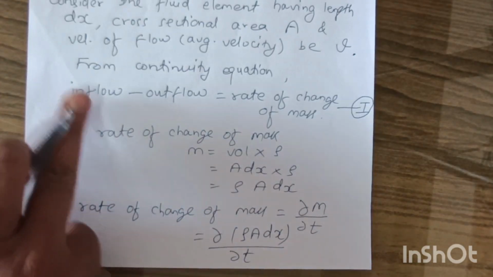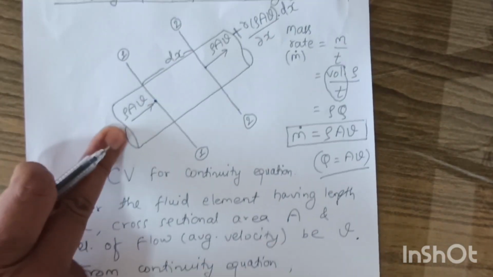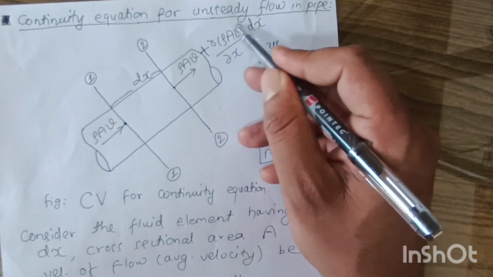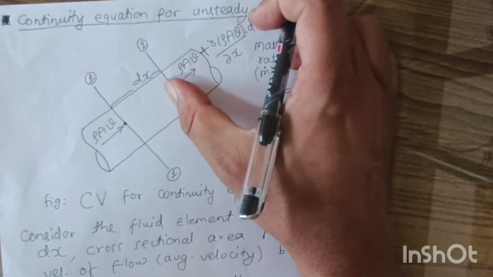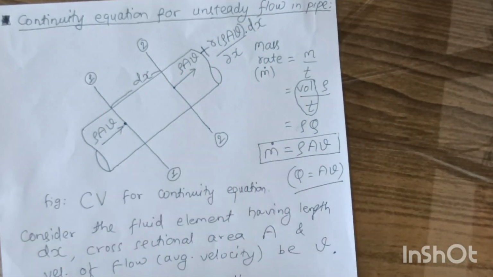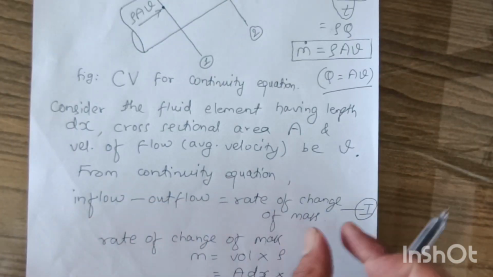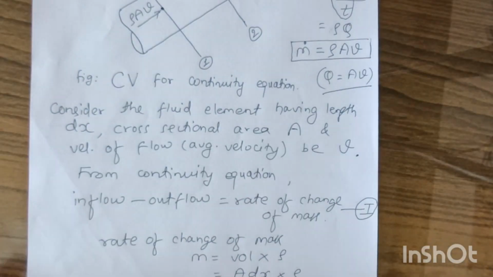Let's substitute inflow here: rho AV is the inflow. And the outflow is rho AV plus del(rho AV)/del x into dx. Substitute inflow, outflow and rate of change of mass to get an expression. Okay, so now let's substitute this over here.